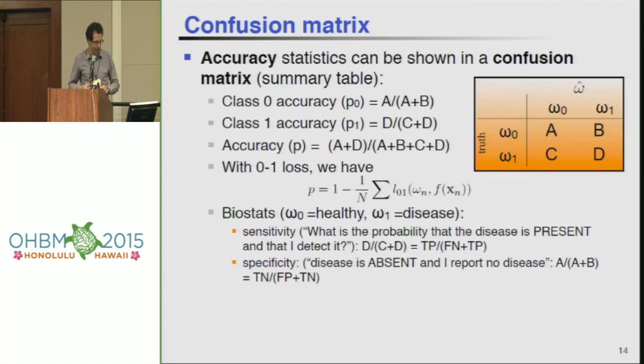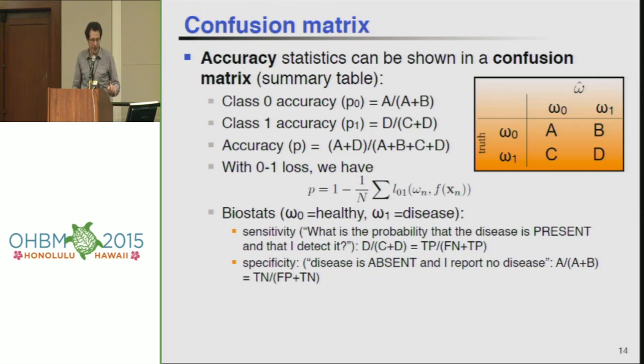which looks like this. So let's look at the matrix on the right. Omega hat is the prediction of my classifier, what my classifier thinks this example is. Let's say my classifier will say this is a patient, class 1, or it's a control, class 0, for example. So omega 0, omega 1, that's a prediction. And on the left, this is the truth. So it's the actual label. Because we're doing supervised learning, we do have the labels, and we use them to evaluate the performance.